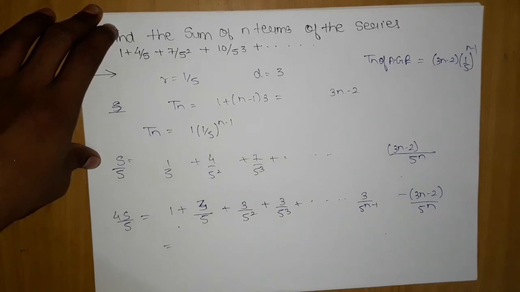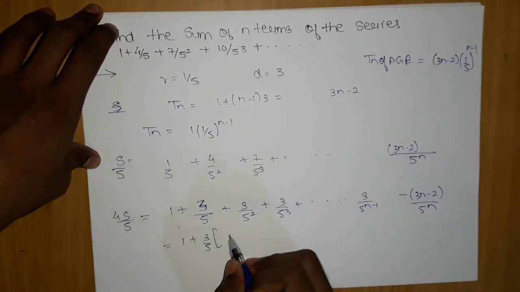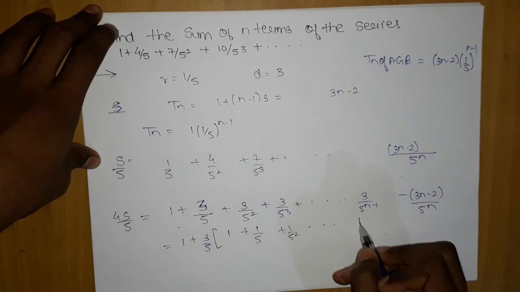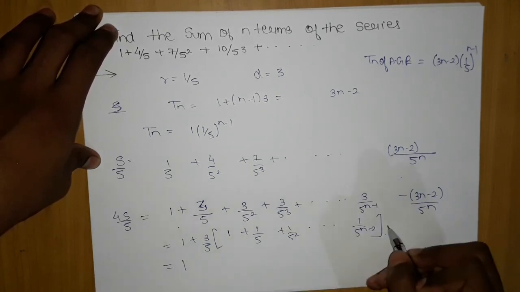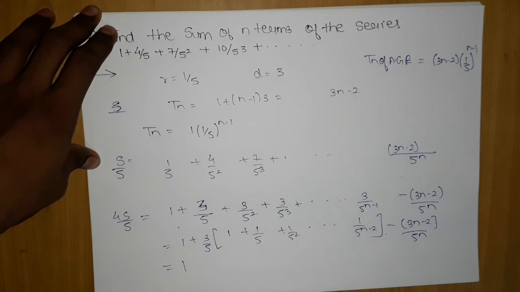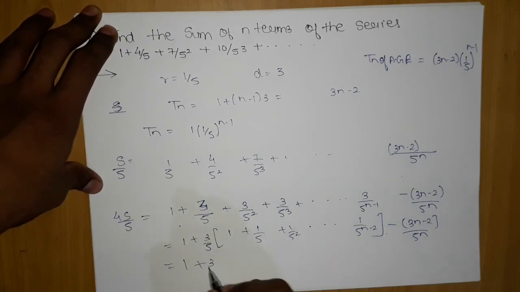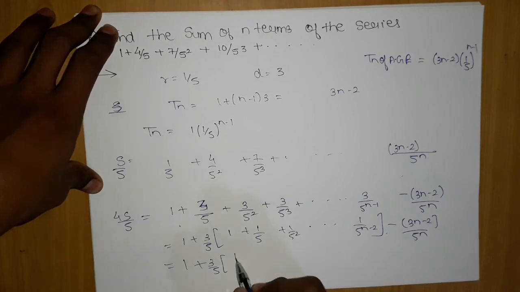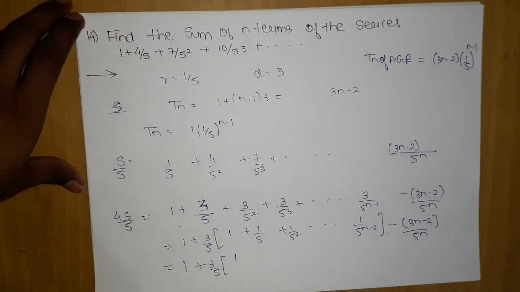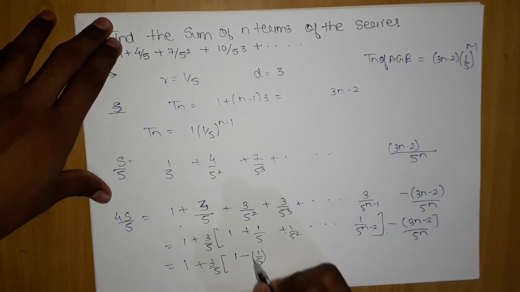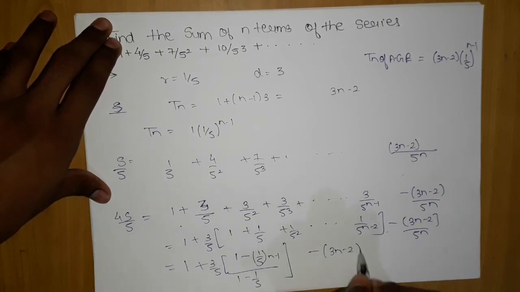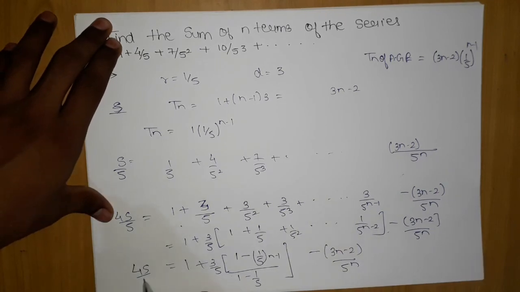Now after this, what can we do? Take 3 by 5 common, which gives 1 plus 1 by 5, 1 by 5 square, till 1 by 5 power n minus 2, minus (3n minus 2) upon 5 power n. The first term is 1 plus 3 by 5 times this, which is nothing but 1 by 5. This is n minus 1 terms, so it is (1 minus 1 by 5 power n minus 1) upon (1 minus 1 by 5). And here it is (3n minus 2) upon 5 power n, and this is 4S by 5. Very easy.